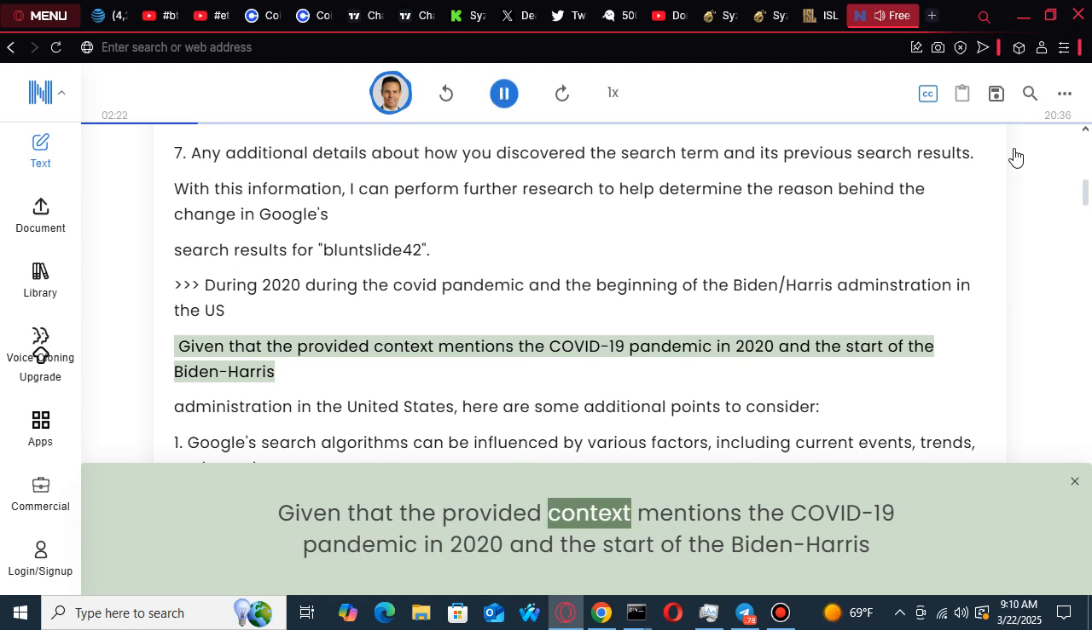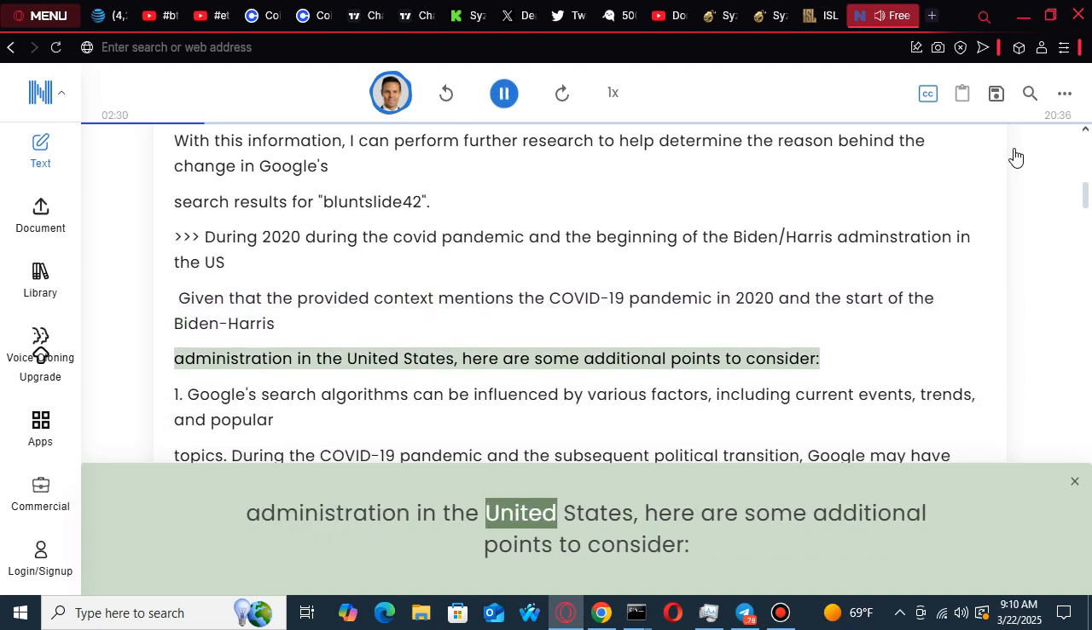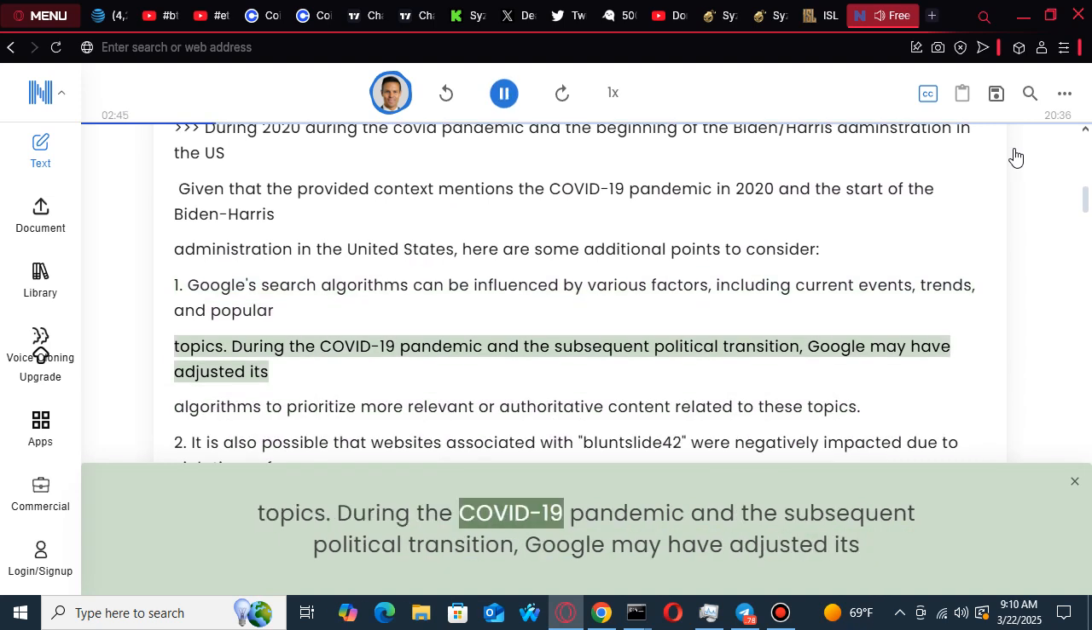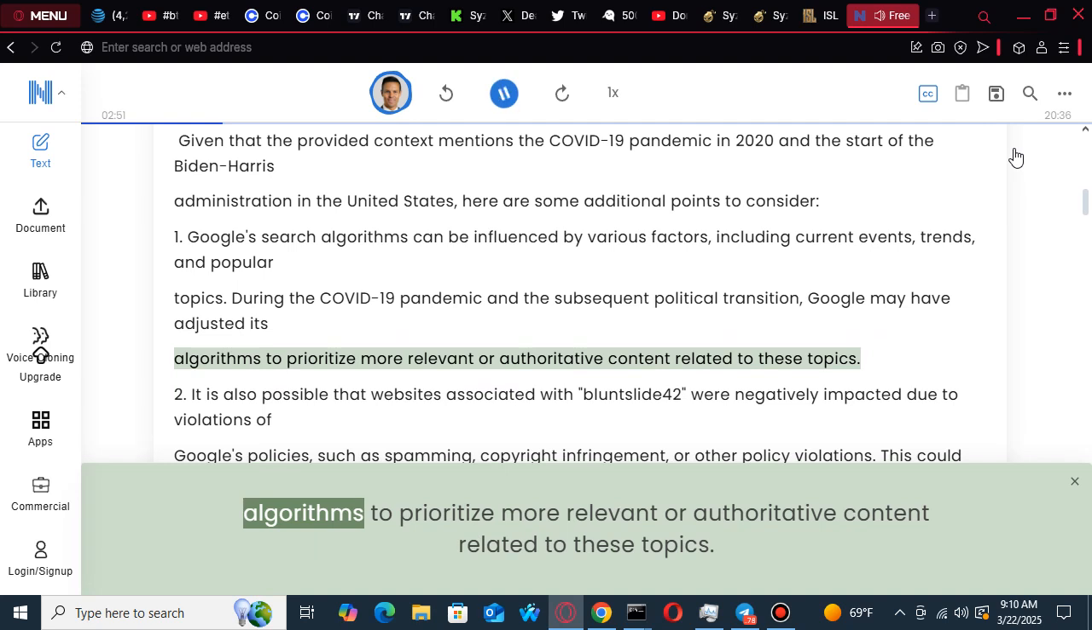Given that the provided context mentions the COVID-19 pandemic in 2020 and the start of the Biden-Harris administration in the United States, here are some additional points to consider. 1. Google's search algorithms can be influenced by various factors, including current events, trends, and popular topics. During the COVID-19 pandemic and the subsequent political transition, Google may have adjusted its algorithms to prioritize more relevant or authoritative content related to these topics.